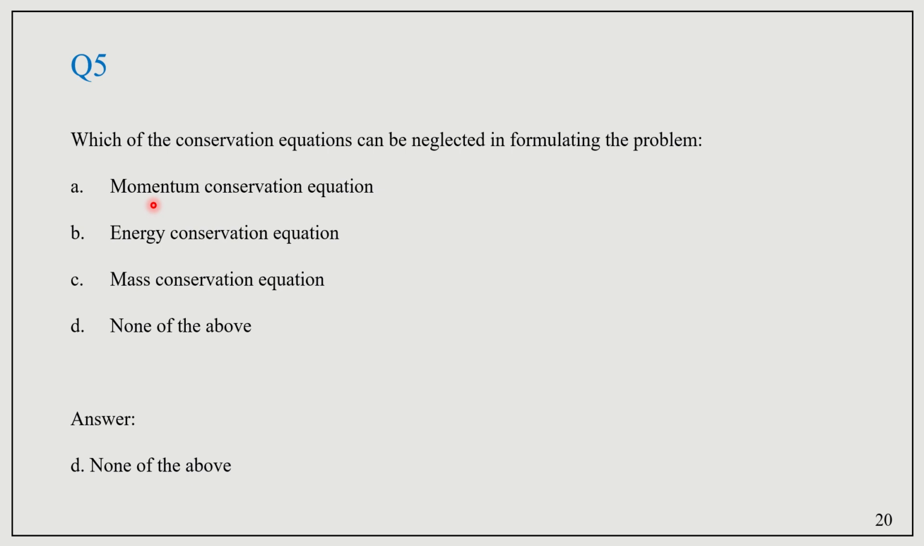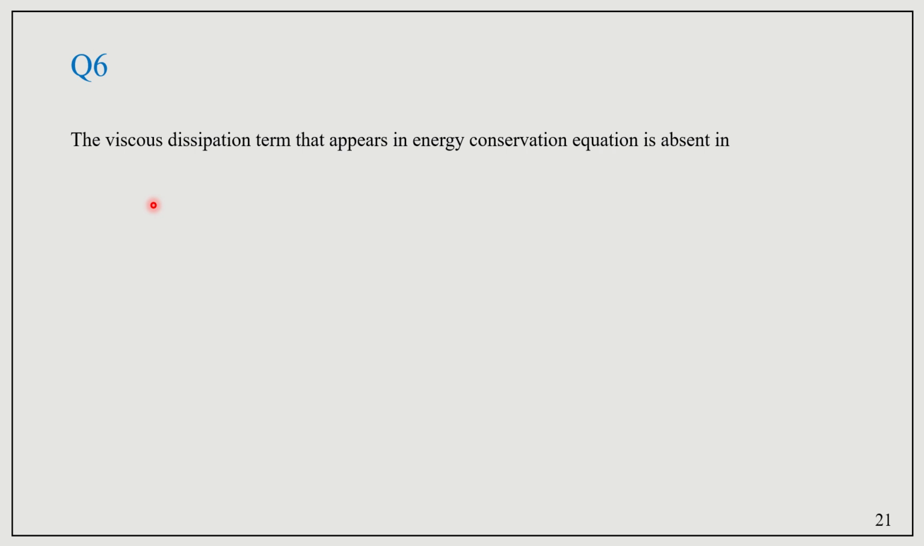Now we will go to question 6. In question 6, the viscous dissipation term that appears in energy conservation equation is absent in dash. Option A, inviscid flows. Option B, incompressible flows. Option C, non-Newtonian flows.